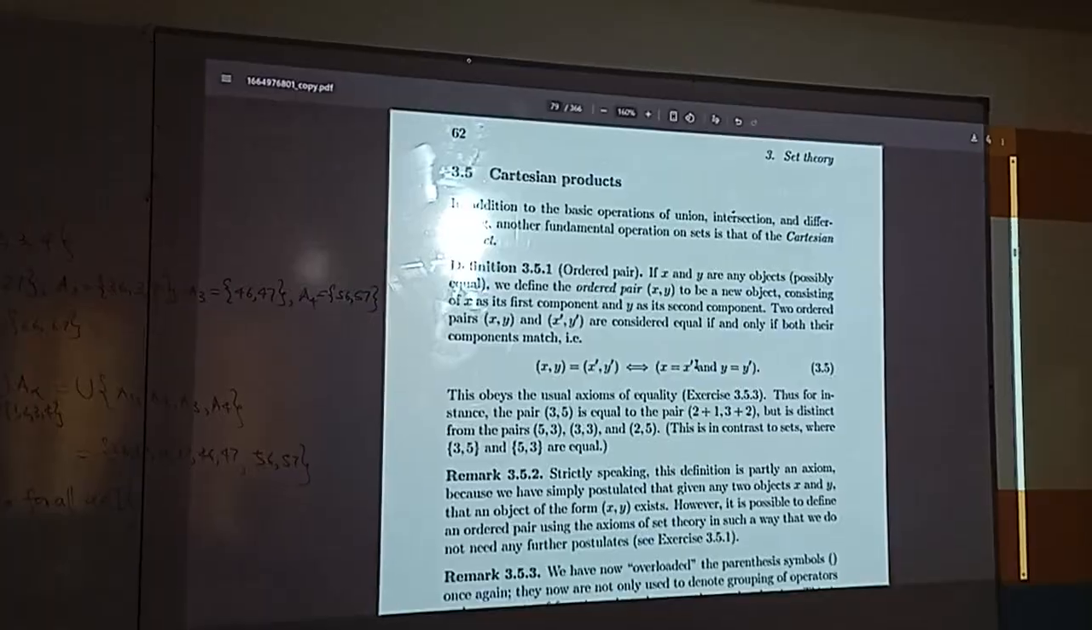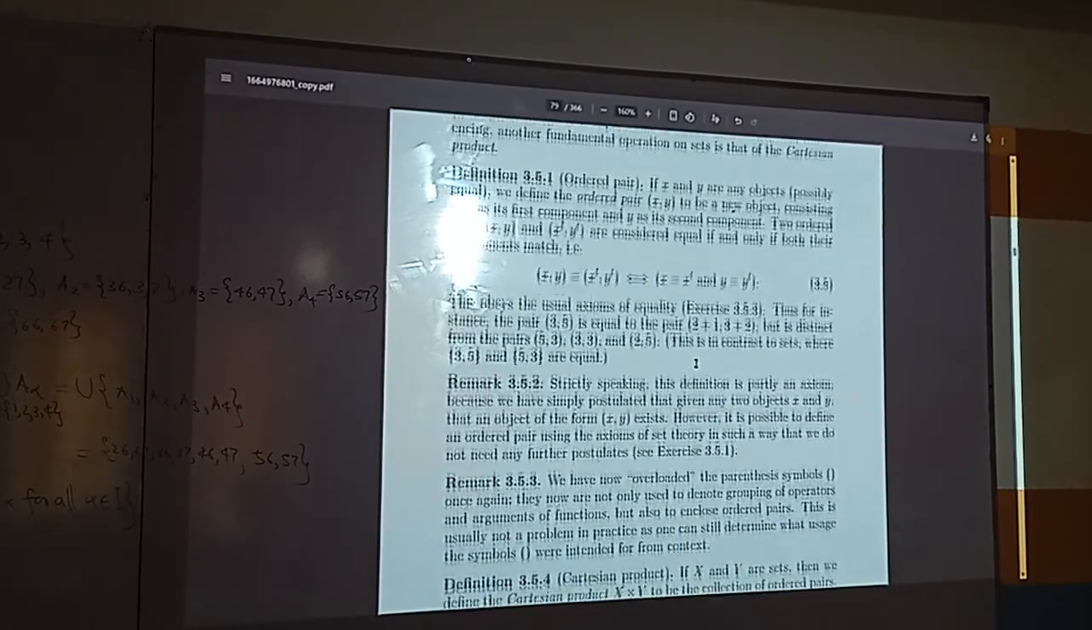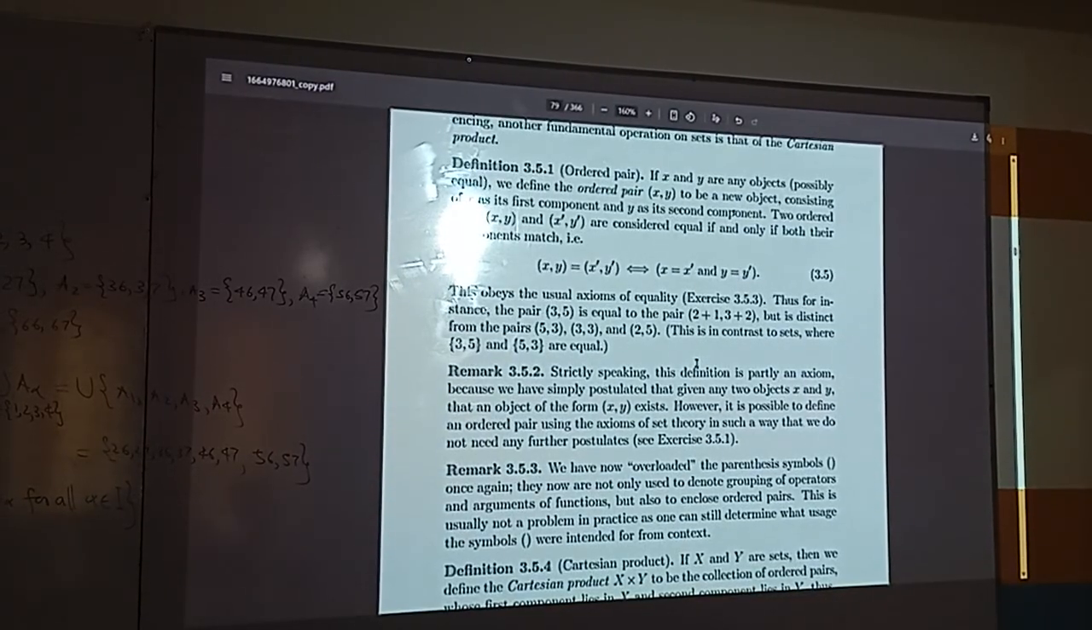Ordered pair we discuss. Strictly speaking, the definition is partly an axiom because we have simply postulated that given any two objects x and y, an object of the form (x, y) exists. We are postulating, like an axiom. However, it is possible to define an ordered pair using the axioms of set theory.